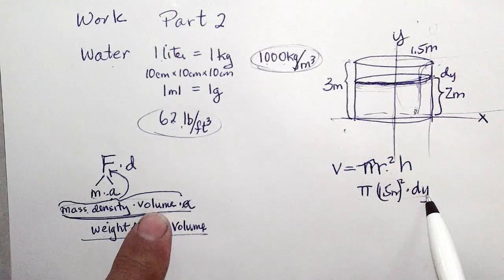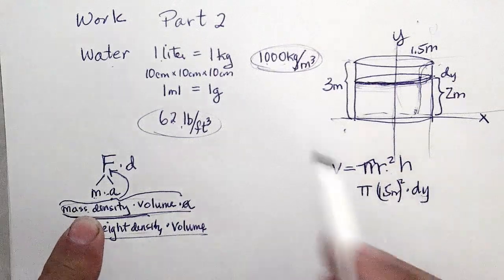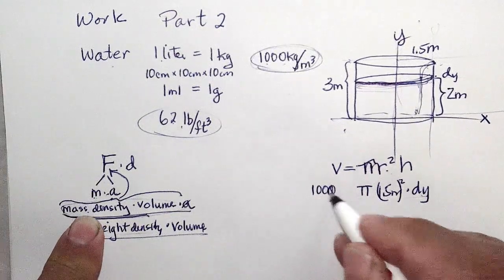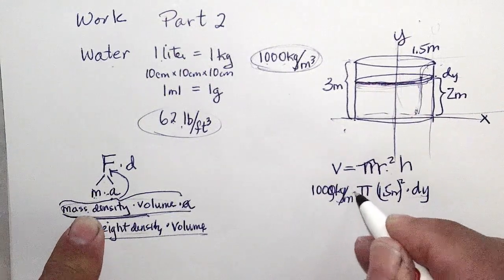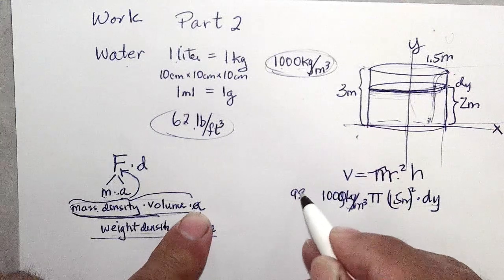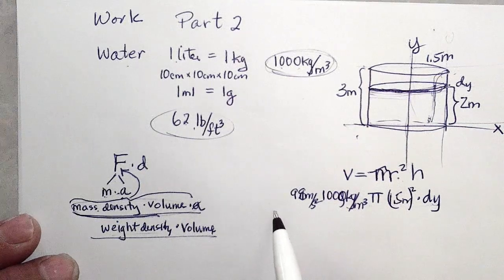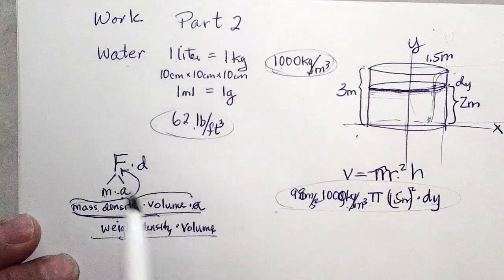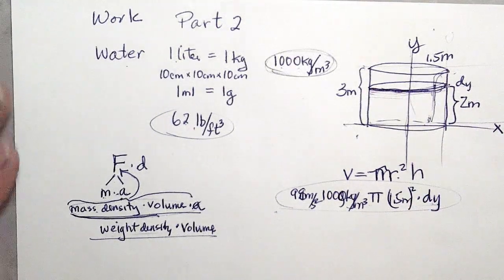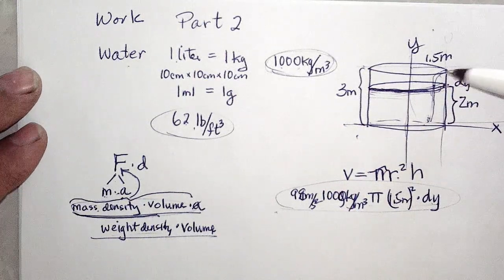And I got to take the volume times the mass density of the liquid. If it's water, it's going to be times 1,000 kilograms per meter cubed, times the acceleration due to gravity. That is the weight of that disk. And how far do I have to lift it? Well, to get that disk to the top of the tank, I have to lift it 1 meter.